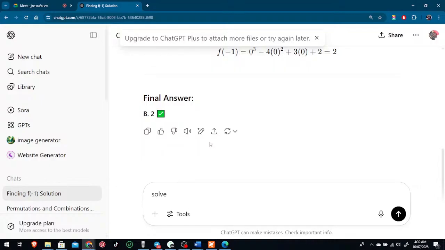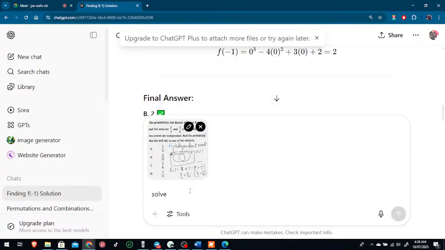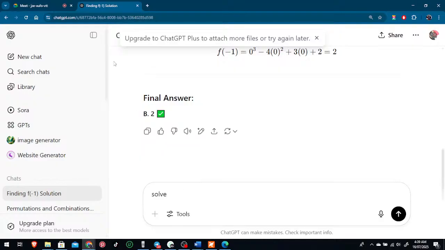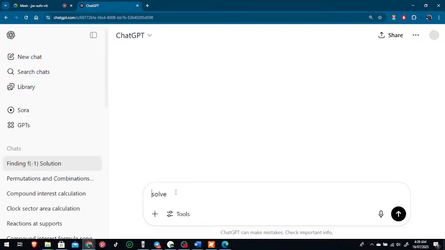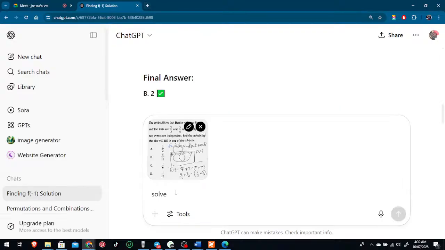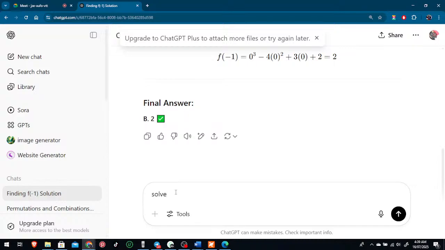Oh, now if I put the formula, they say what? It's not working. What? ChatGPT, upgrade today.